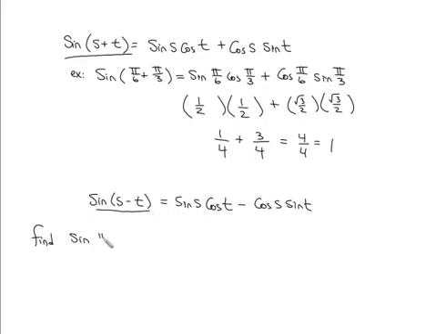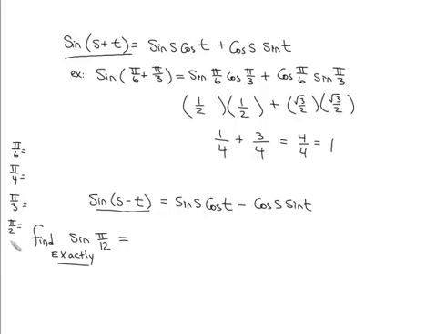sine of pi over 12. We want to find it exactly, by the way, no decimals. Pi over 12 is not a unit circle value that we have memorized, but if we think about the unit circle values that we do have memorized, we know pi over 6, we know pi over 4, we know pi over 3, and I'll throw pi over 2 in for good measure.